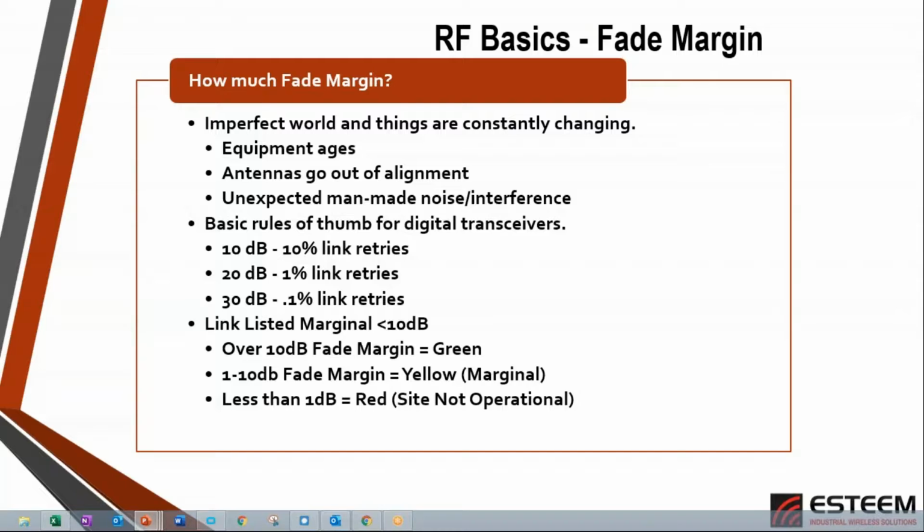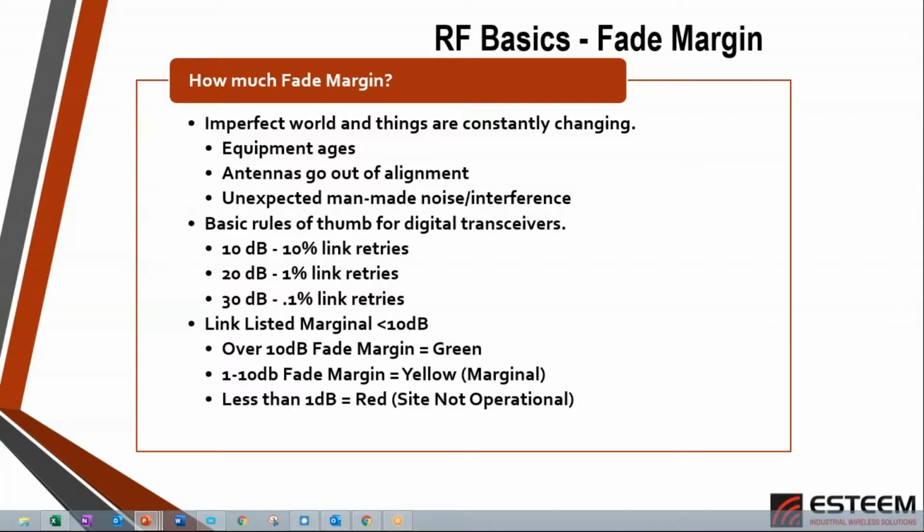The next thing is antennas will naturally go out of alignment to a certain extent, because they're exposed to weather. There will also be more unexpected man-made noise or more interference by other transmitters coming into the area. So one thing to keep in mind: if we design an RF system set up to work now, in other words, with no fade margin, the one thing I can promise you is that it will fail in the future.